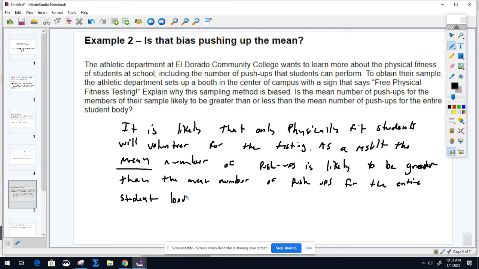Again, not a ton of numbers here, but we're kind of describing this data and hoping that this makes sense. So again, is the mean number of push-ups for the members of their sample likely greater than or less than? That's what we would be answering here. And it's likely greater than because only the physically fit people would be willing to stop and actually do the push-ups in this. Okay, so again, we have to watch that bias in our sample.